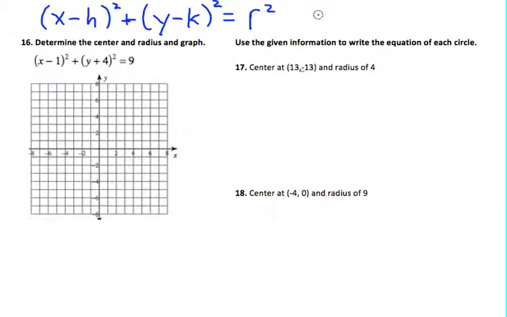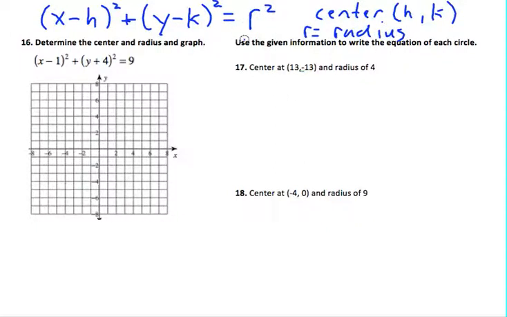So all these letters represent something very specific. H and k represent the center of that circle. So whatever the h value is and whatever the k value is, that tells us where to plot the center point of the circle. And then r is the radius.